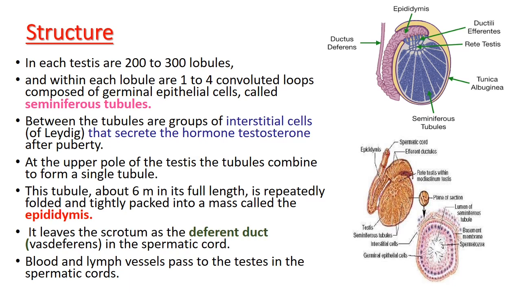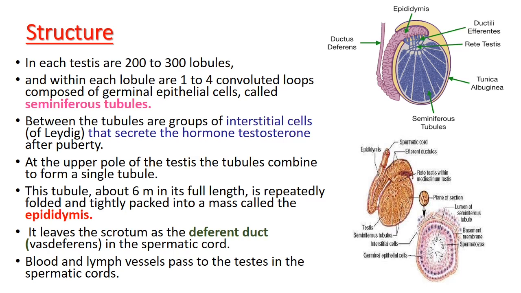At the upper pole of the testis, the tubules combine to form a single tubule. This tubule is about 6 meters in length. This single common tubule, 6 meters long, is repeatedly folded and tightly packed into a mass that is called the epididymis. So the seminiferous tubules combine and make one tube, and that is called the epididymis.